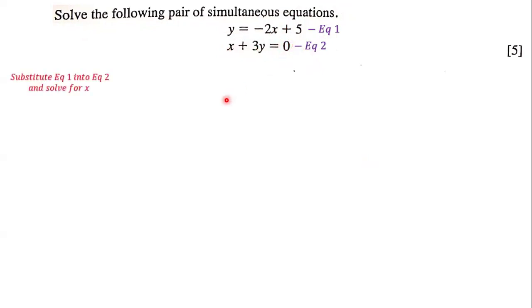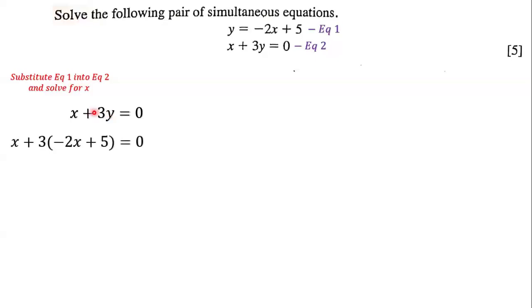Now, what we have to do is substitute equation 1 into equation 2 and then solve for x. So this is equation 1. We have to substitute it into equation 2 and then solve for x. What is equation 2? Well, equation 2 is x plus 3y is equal to 0. But what is y? Y was already given to us. Y is equal to negative 2x plus 5. That's what y is. And so we're going to substitute equation 1 into equation 2, right?